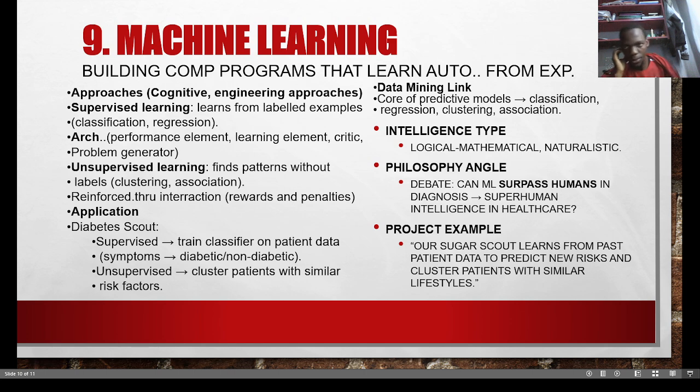Then unsupervised, we are using unlabeled data, where we have clustering and association. Then the reinforced, that is through interaction with the environment, where we have rewards and penalties. So if a machine arrives at the correct answer, it is rewarded. If it arrives at a wrong answer, it is penalized, and so on. And in that process, it is going to learn. So basically, that is it. Our 9 modules summarized as simply as we could, so that we can beat the time factor. Thank you.